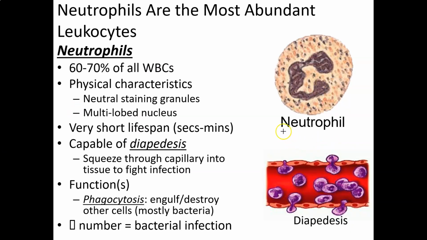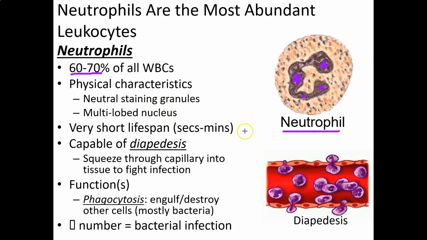The first one we're going to talk about is called a neutrophil. Neutrophils are called neutrophils because they have these neutral staining granules in their cytoplasm. They make up 60 to 70% of the white blood cells, so the vast majority of your white cells are neutrophils. Besides having neutral staining granules, their other major physical characteristic is this multi-lobed nucleus. So here's a lobe, here's a lobe, here's a lobe, here's a lobe. In this case, I have at least four. This one has at least four lobes in the nuclei, so that tells us it's going to be a neutrophil.